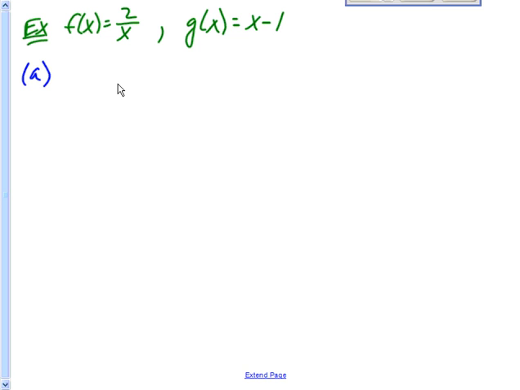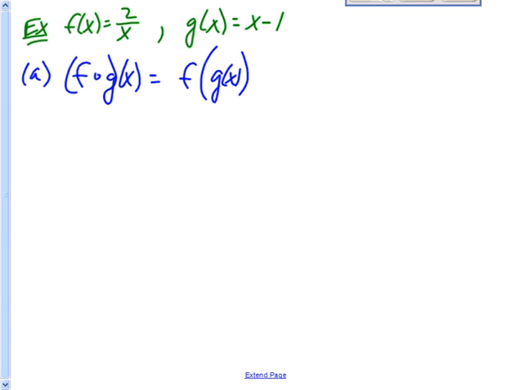Let's finish this up. So I wrote down that the original functions were f of x is 2 over x, g of x is x minus 1. So let's go ahead and find f of g of x. I like this notation a little better. So let's go f of, and then you say, well, what is g of x here? Let's punch that in here.